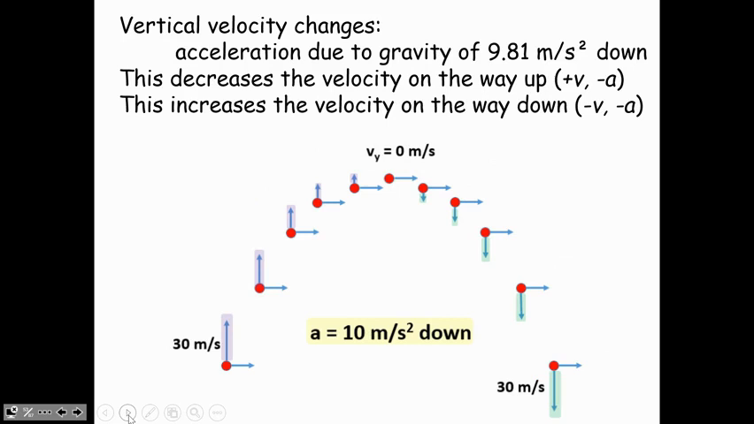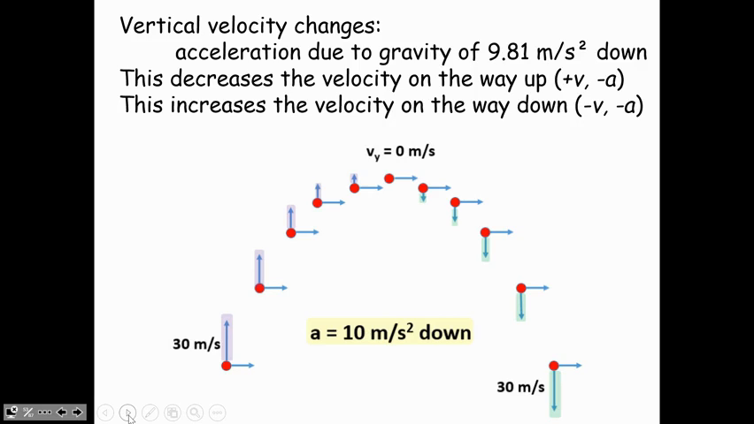As for the vertical direction, we see a change in velocity due to the acceleration of gravity, which is, of course, 9.81 meters per second squared downward. If we think back to the direction of vectors as influencing the motion of an object, whether it's speeding up or slowing down, as this projectile moves from launch to peak, so on its way up, the velocity is decreasing because while the velocity is positive, pointing upward, the acceleration is negative, pointing downward. And when those two vectors point in opposite directions, we know the velocity will have to decrease.